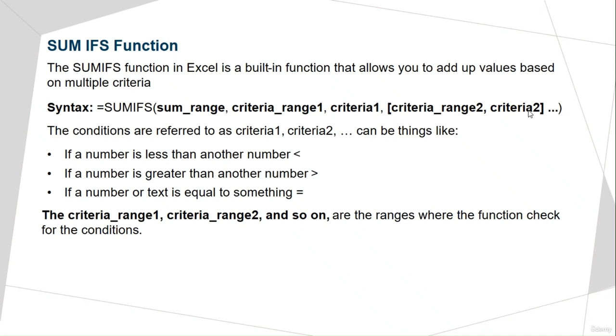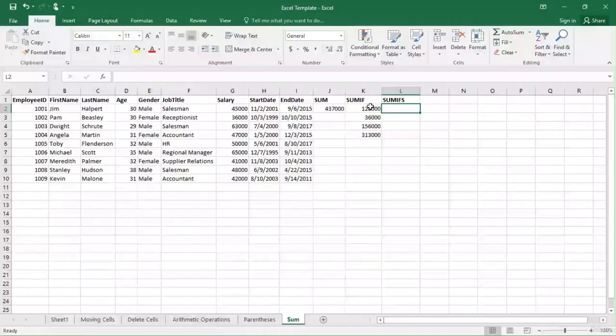The criteria ranges are the ranges where the function checks for the condition. The sum range is where the function calculates its sum. Just like the SUMIF, the sum range is where the function will calculate its sum, after all the if statements. This is where it's going to get its calculation from. Let's take a look at this. We have the same data, and with this, we're going to be trying out the SUMIFS.